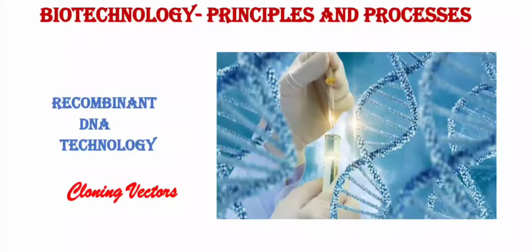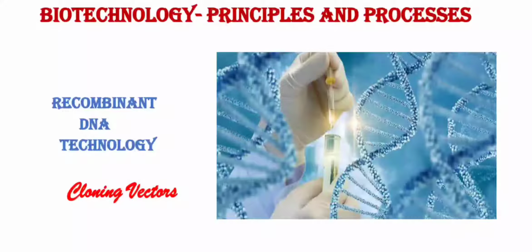Hello everyone. Today we will learn about cloning vectors. This topic is in chapter Biotechnology Principles and Processes in class 12th. In this video, you will learn about different types of cloning vectors, their use, their features, and the different selectable markers which are found in the cloning vector which make them suitable for recombinant DNA technology.